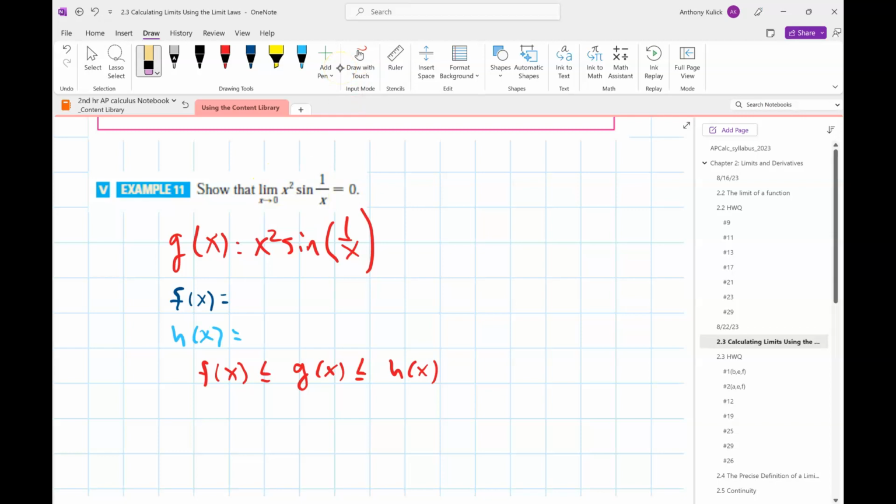Often it would be a pain to use, unless you're stuck all the time. Sure, you could try to use it. Sometimes it'll be more difficult than others. This problem is tailor-made for us to be a squeeze theorem problem because the f of x and h of x in this case are actually rather easy to come up with.